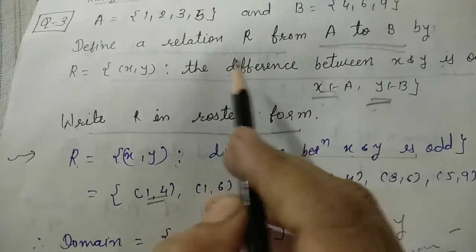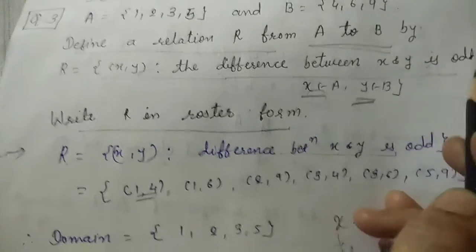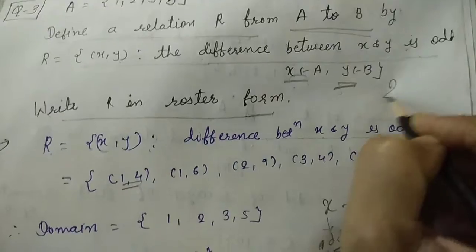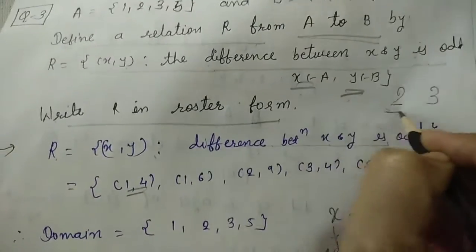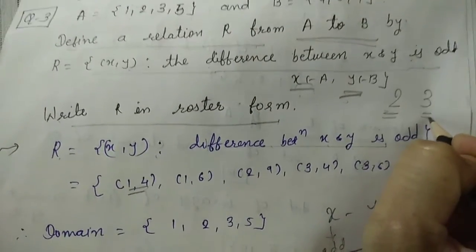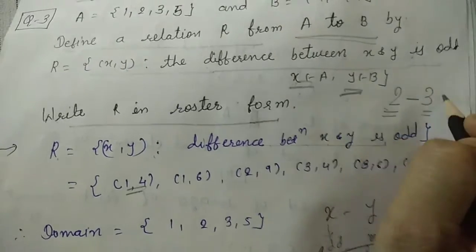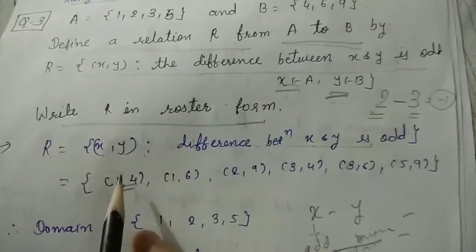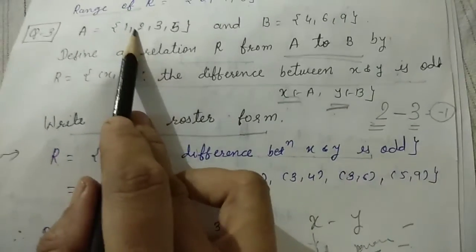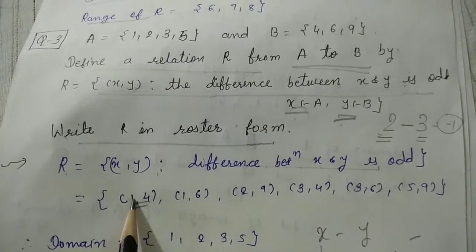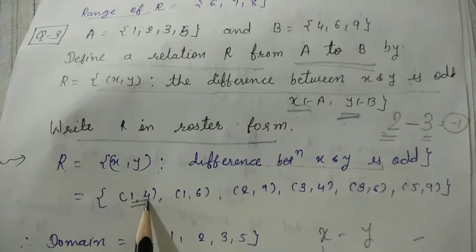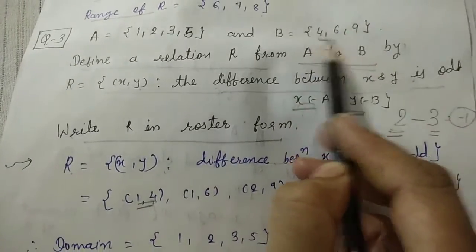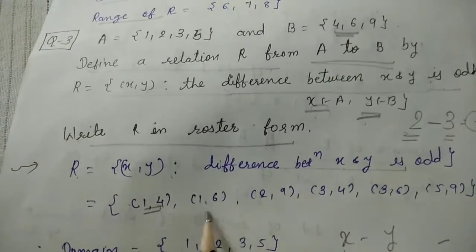Now students, when can we say the difference of two numbers is odd? If two numbers are like 2 and 3, one number is even and the other is odd, then their difference is always an odd number. Right? So remember this. If we take x is equal to 1, then what can y be? y should be an even number. So from here we will consider the even numbers: (1, 4) and (1, 6).